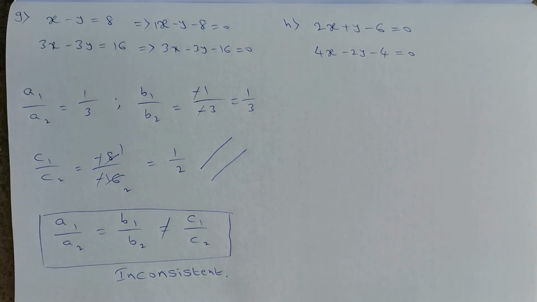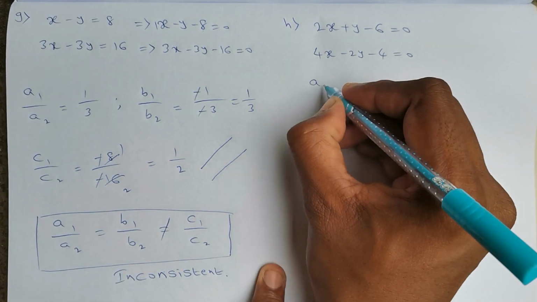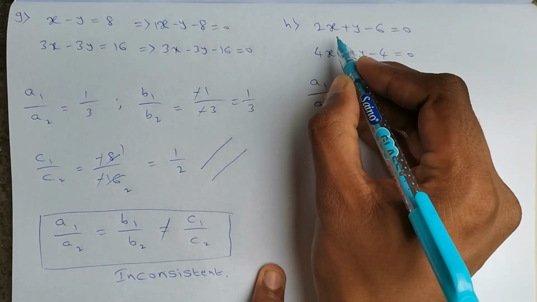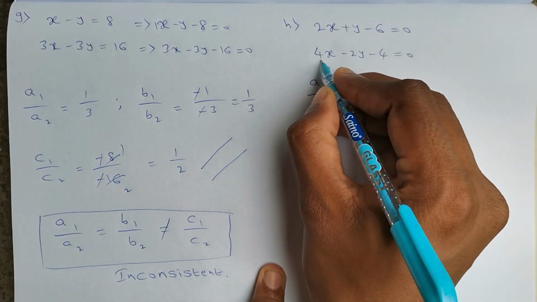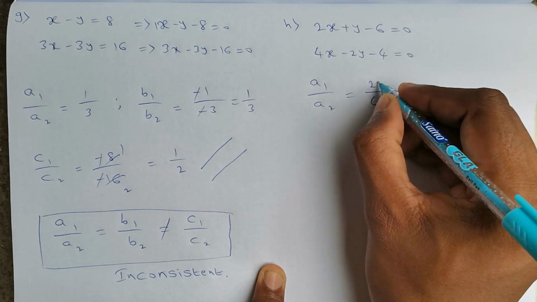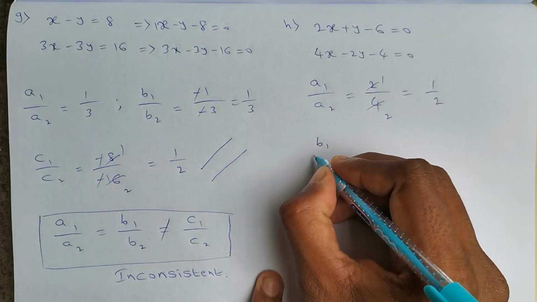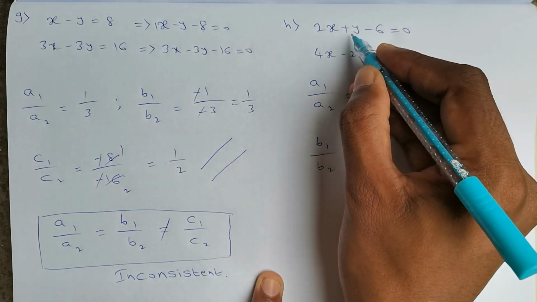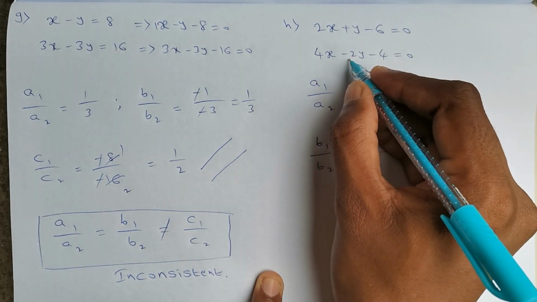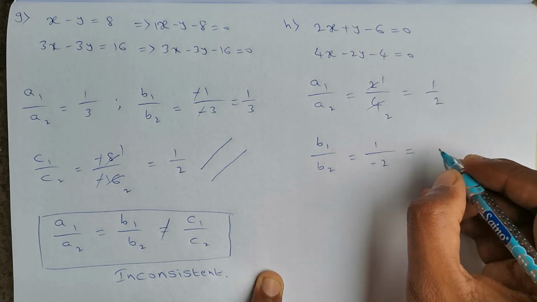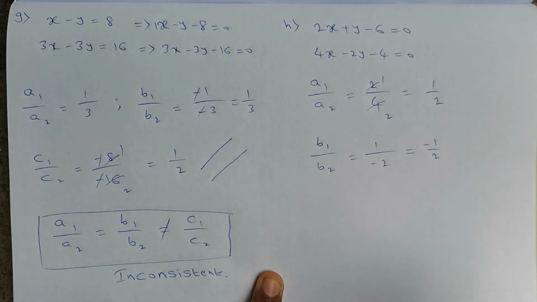Next, let us check the fourth question. Here a1 by a2. a1 value is 2 divided by a2 is 4. 2 ones are 2, 2 twos are 4, which is 1 by 2. Next b1 by b2. Before y 1 divided by before y minus 2. 1 by minus 2 is the same as minus 1 by 2.